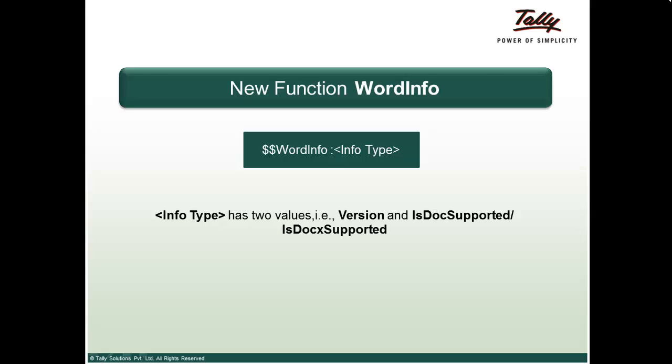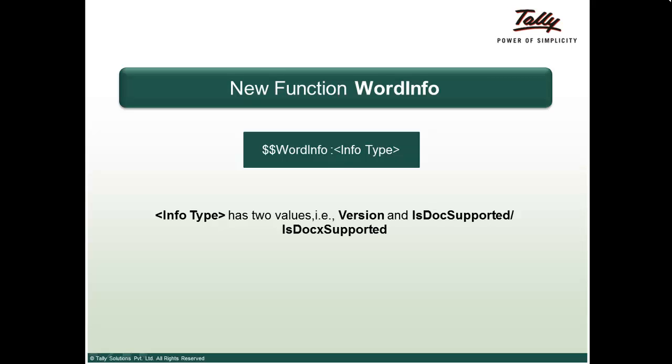And the syntax is right in front of you, with the function taking one parameter, that is info type, and the info type can be either version, is doc supported, or is docx supported. When the WORDINFO has the parameter version, it gives the version number of the Word installed. When it is doc supported or is docx supported, it returns a logical value.